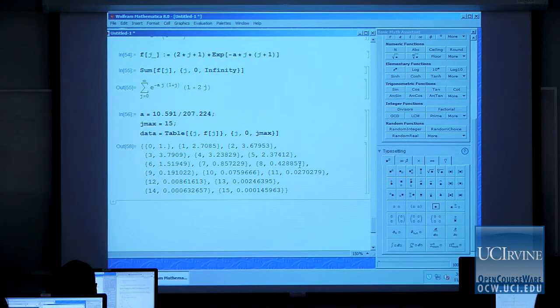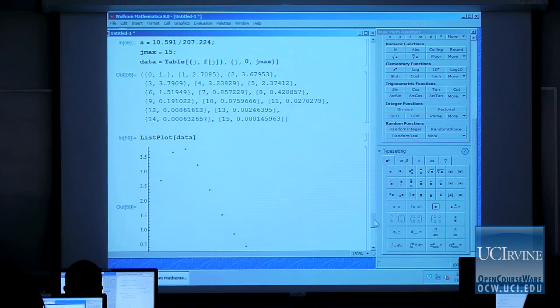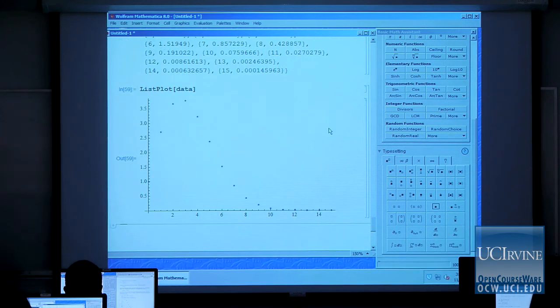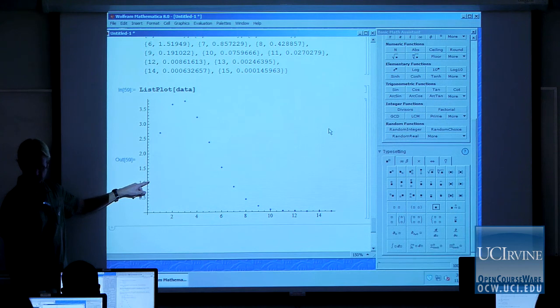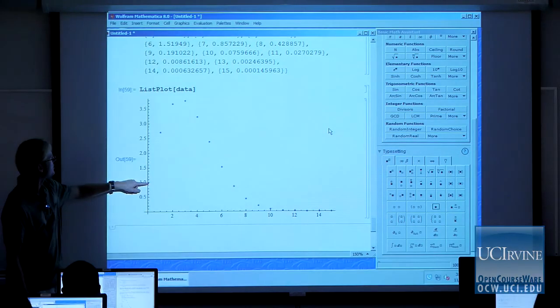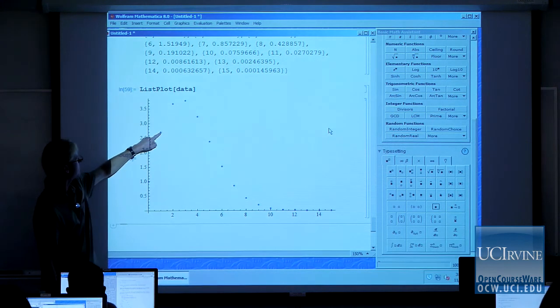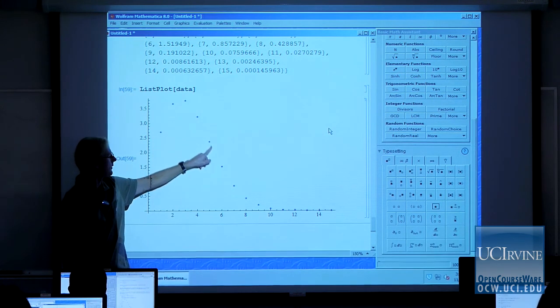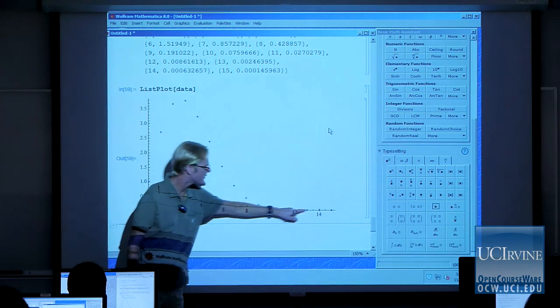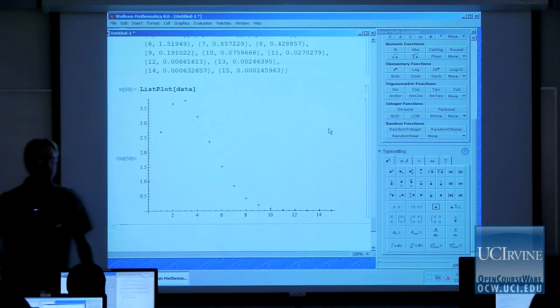So let's have a look at the plot. So the plot is going to be a list plot because it's discrete data. All right, so we just list plot data. And here you can see the behavior of the individual terms. Okay, so the first one is 1 because we put in zero for j. And then it quickly rises up to a pretty large contribution, rises up more and more, and then at some point it starts going down, down, down, down, down. And you can see that once we get out to around j max, the contributions are very small.